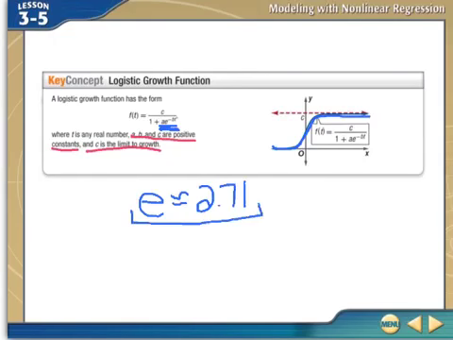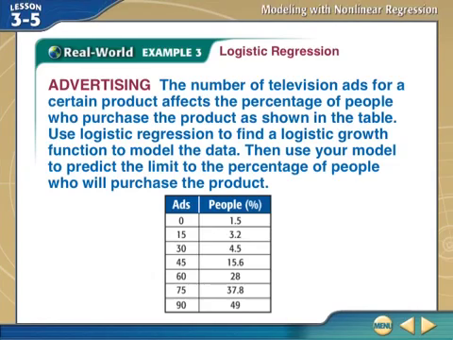In real world example 3, we will be discussing logistic regression in terms of advertising. The number of television ads for a certain product affects the percentage of people who purchase the product, as shown in the table. Use logistic regression to find a logistic, not logarithmic, logistic growth function to model the data. Then use the model to predict the limit to the percentage of people who will purchase the product.